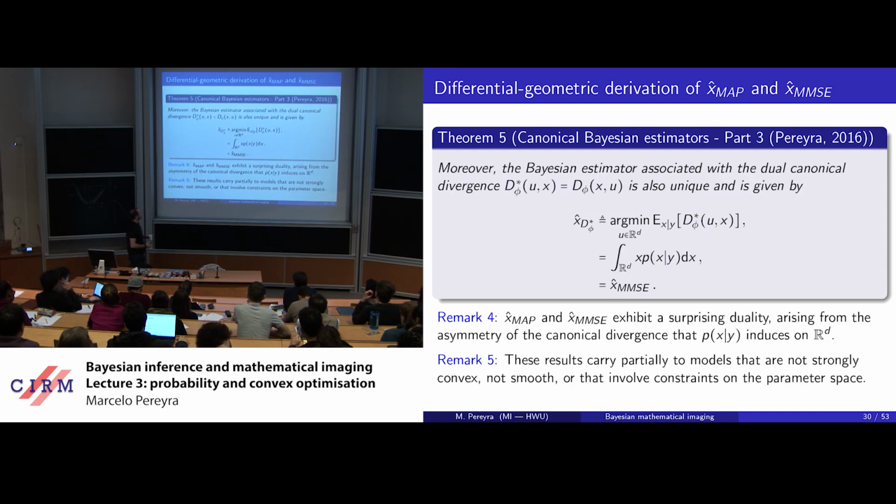And then there's a nice duality property. So let's say that I flip my divergence. Instead of putting mu and x, I put them the other way around. Divergences are not symmetric. That only works for distances. So I'll get a different estimator. And it turns out that the other estimator is the posterior mean. So the mean and the MAP are dual to each other in this sense. There are two canonical estimators for any model, provided that I have convexity.